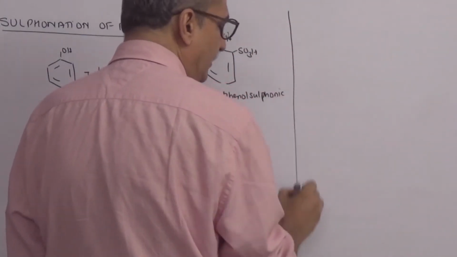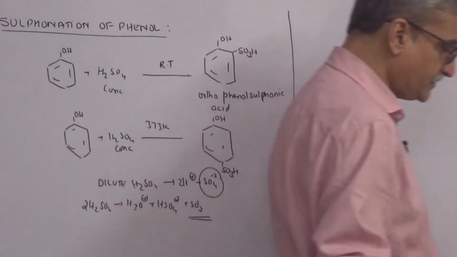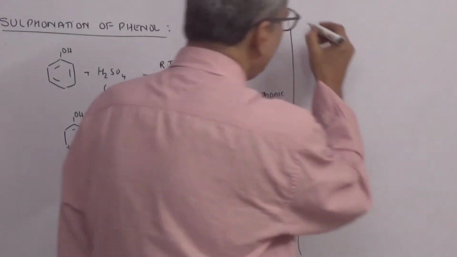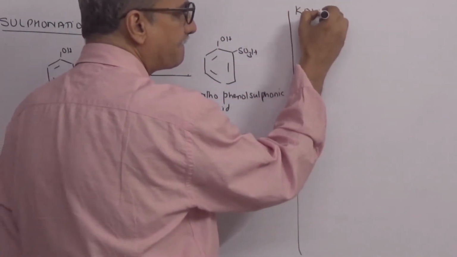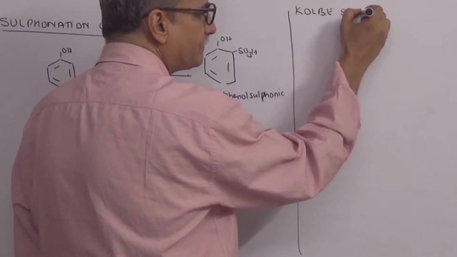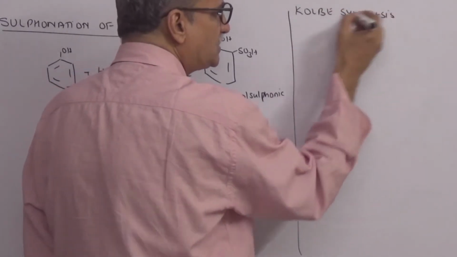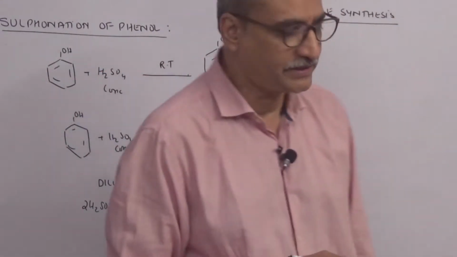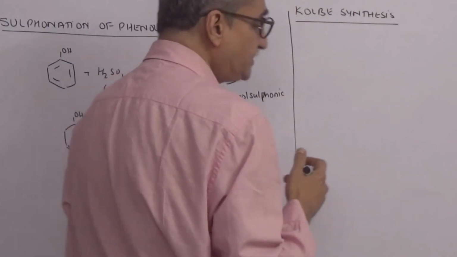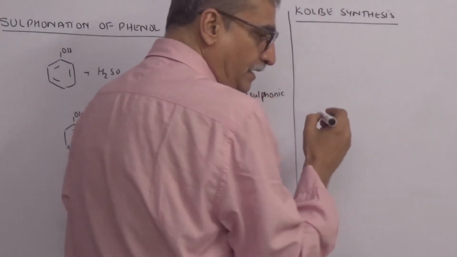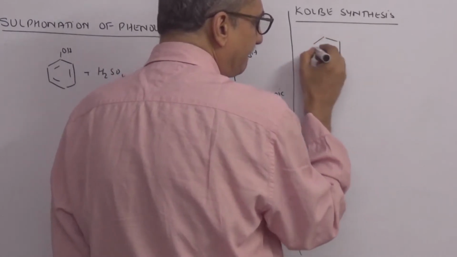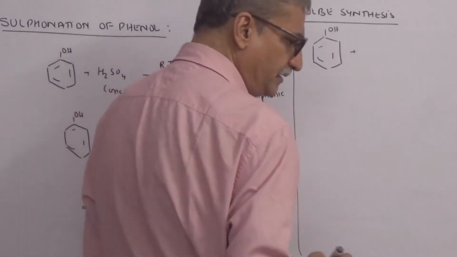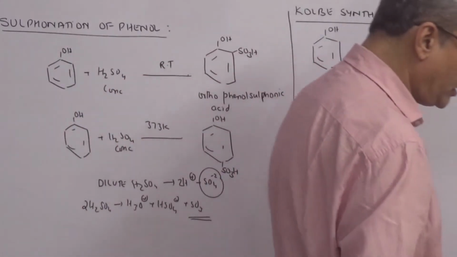The next reaction we are coming to is the Kolbe synthesis. Very, very important. Manasvi, you have to concentrate on the Kolbe synthesis and the Reimer-Tiemann reaction. These are two important reactions. In the Kolbe synthesis, you take phenol and react it with NaOH.